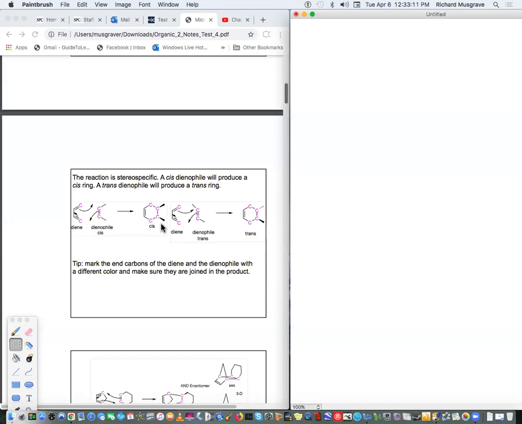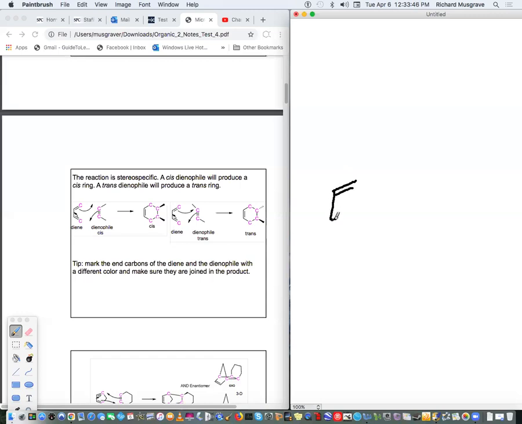When it reacts, it does so in such a way that the stereochemistry ends up being preserved. So if we have a cis double bond, it will form a cis ring. If we have a trans double bond, it forms a trans ring. I'm not very artistic here, but I'm going to show you a representation of what's going on in this reaction that explains why the stereochemistry ends up the way it does. I'm going to do the cis one here.